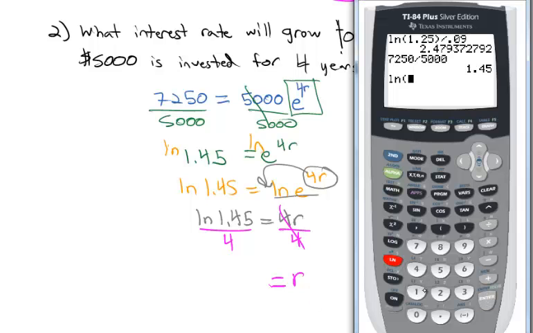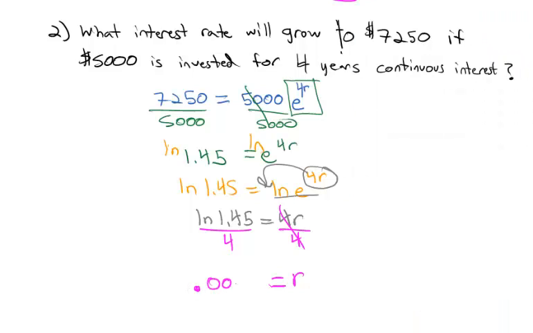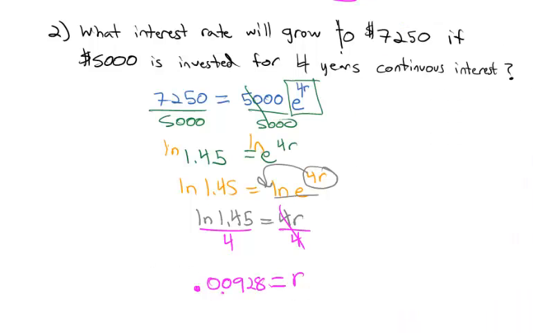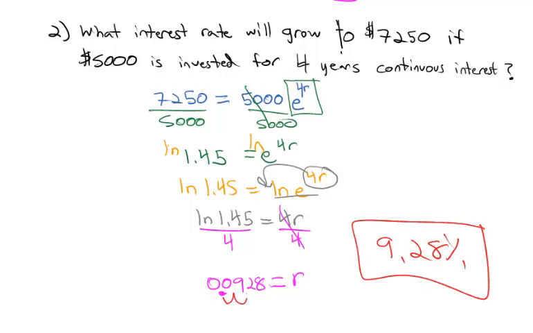So that would be the natural log of 1.45, close the parentheses, divided by 4, 0.0928. Sorry, I got an extra 0 in there. That's about a 9.28% interest rate. To get the percent, we move the decimal twice. So at a 9.28% interest rate, the $5,000 will grow to $7,250 in 4 years.